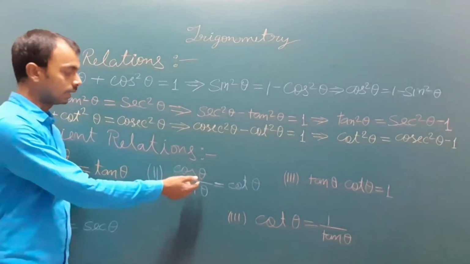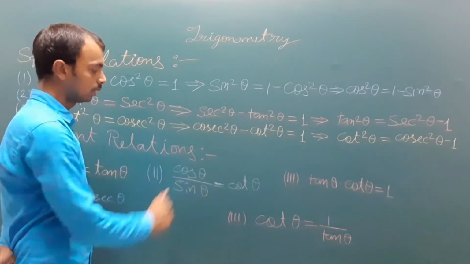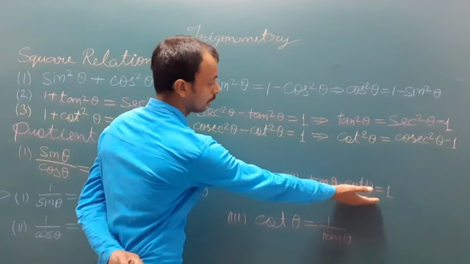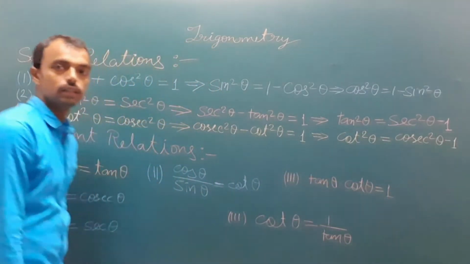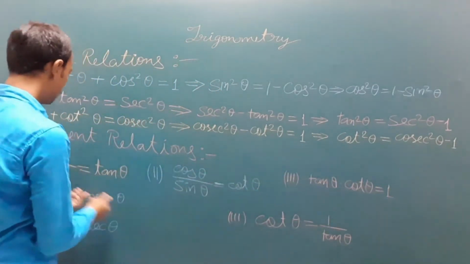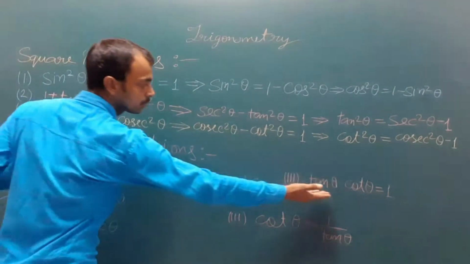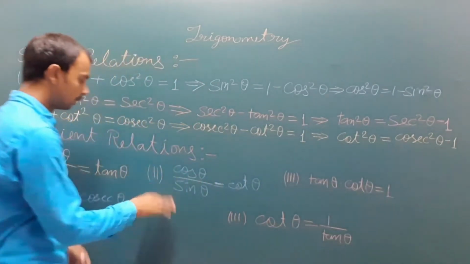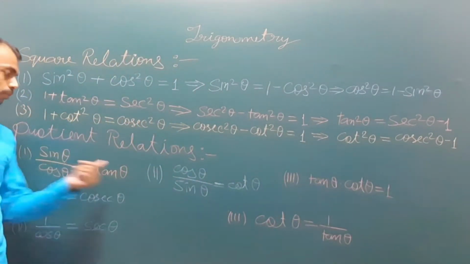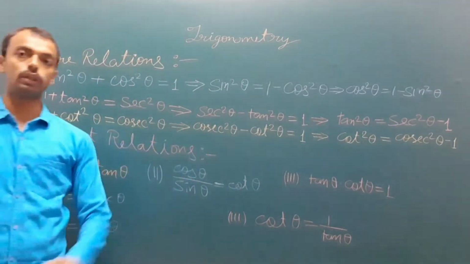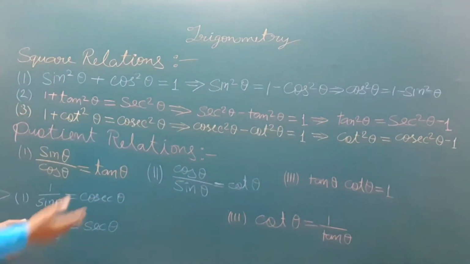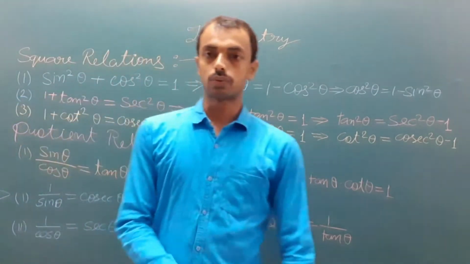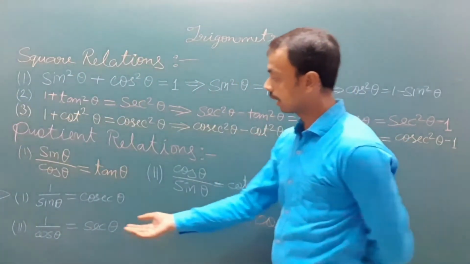Cos theta upon sin theta is always equal to cot theta, and if we multiply tan theta with cot theta, we will always get 1. You can prove it if you put sin theta upon cos theta in place of tan theta and cos theta upon sin theta in place of cot theta. Both terms will get cancelled, sin with sin and cos with cos, and you will get 1 only. So this relation is true. These are relations between a few trigonometric ratios.